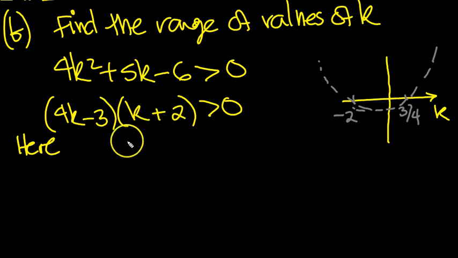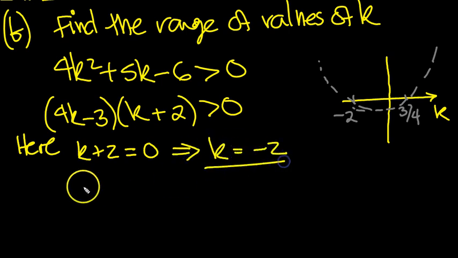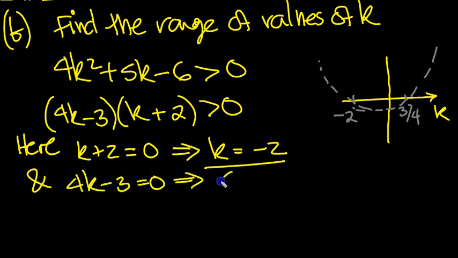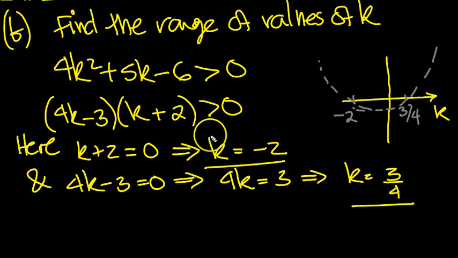Here we can see that k plus 2 equals 0 when k equals minus 2, and 4k minus 3, let's just get the roots, equals 0 when 4k equals 3. So we're just double checking the roots here, and k would equal 3/4, wouldn't that? Move the 4 from times to divide. So that's what we've got there. There's our two roots then, 3/4 and minus 2.